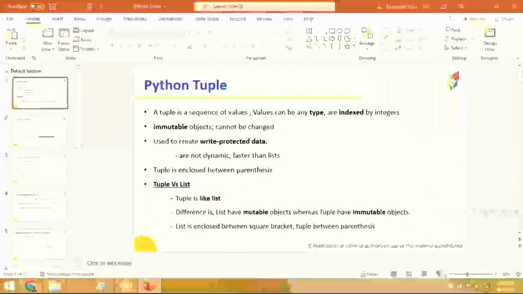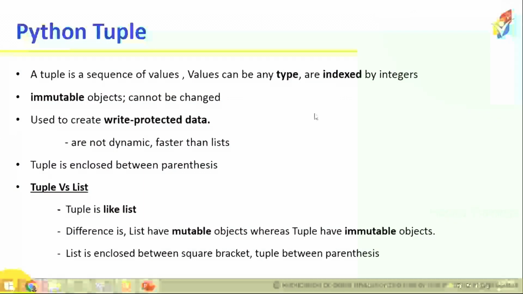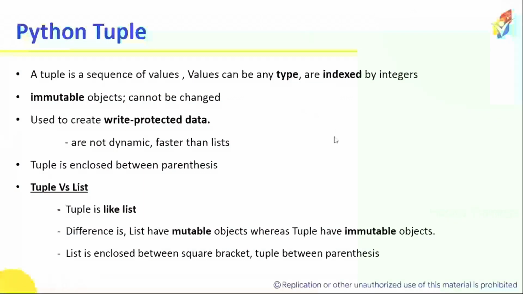One exact question they will ask in every interview: what is the difference between list and tuple? First, let me give the commonalities between them. A tuple is a sequence of values like a list, and values can be of any type, and they are indexed with integers. That we know, exactly same as list.